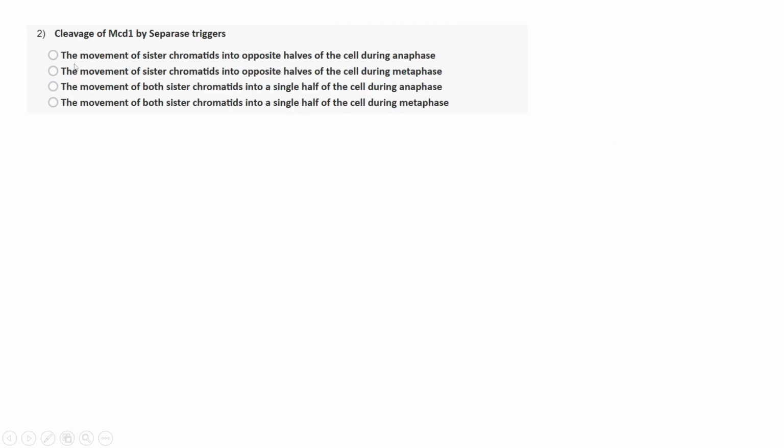Cleavage of MCD1 by separase triggers the movement of sister chromatid into opposite halves of the cell during anaphase, metaphase, or sister chromatid into a single half during anaphase or metaphase. So what would be the correct option for this? Separase acts at which stage generally? This MCD1 is actually a non-SMC protein of the cohesin which we discussed. So at which stage will the separase act? What will be the correct option? You can turn on your audio and then answer.